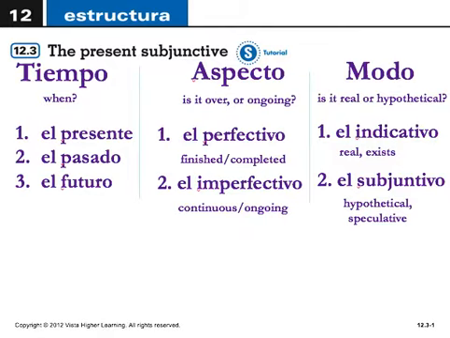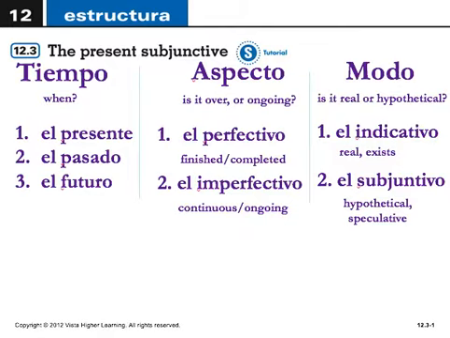Each Spanish verb also has what's called aspecto, or in English, aspect, which answers the question, is it over with or is it ongoing? So we have el perfectivo, which is sort of finished and completed, tenses like the pretérito. And then we have el imperfectivo, which means it's continuous or ongoing. The present tense is in there, and also the imperfect tense, of course, is an imperfectivo aspect.